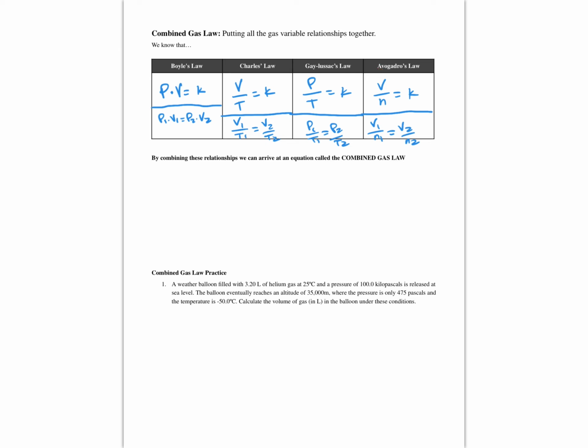And it turns out that since all these laws are related to each other, we can make one law out of them called the combined gas law, where the pressure of the gas times the volume of the gas over the moles of the gas and the temperature of the gas is all equal to a constant of proportionality. And therefore, we can know that P1 times V1 over N1 times T1 is equal to P2 times V2 over N2 times T2.